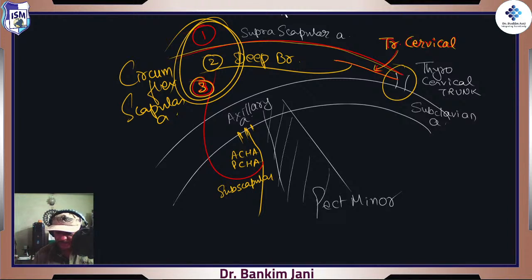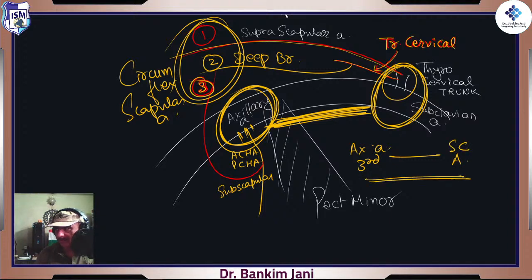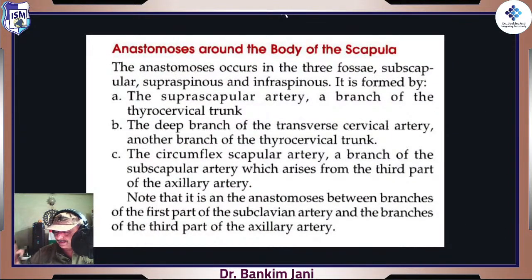So actually speaking, it is the third part of the axillary artery and the subclavian. These are the areas which are getting anastomosed over here. So that's what you will say, that it is the axillary artery third part and the subclavian artery that are in anastomosis. This is how you will draw, and when you read this, this is exactly it, and it would start making more sense.